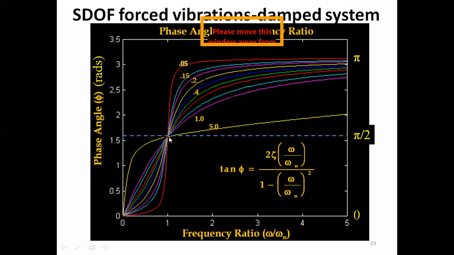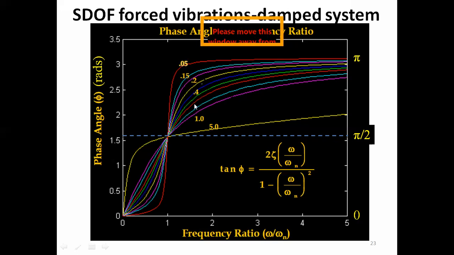Whereas for frequency ratios more than 1, you could see that all these lines are in this region where the phase angle is more than 90 degrees. So when the frequency ratio is greater than 1, then the phase angle would be more than 90 degrees.